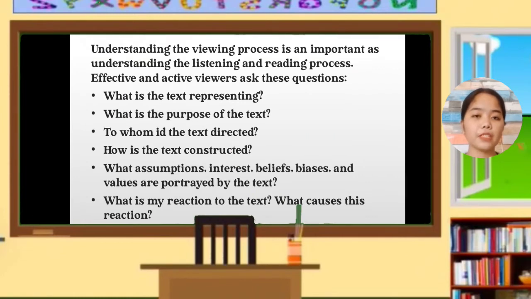Understanding the viewing process is as important as understanding the listening and reading process. Effective and active viewers ask these questions. Number 1, what is the text representing? What is the purpose of the text? To whom is the text directed? How is the text constructed? What assumptions, interests, beliefs, biases, and values are portrayed by the text? What is my reaction to the text? And the last one, what causes this reaction?